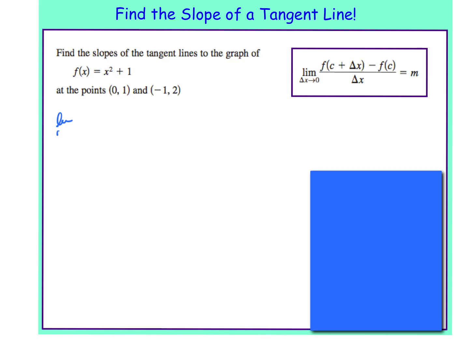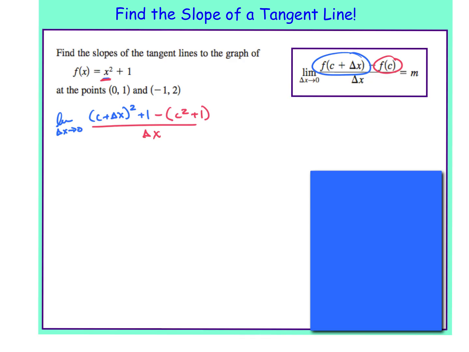So now I have a limit as delta x approaches 0 of, what do I substitute in first for my variable? C plus delta x quantity squared. And then I still have plus 1. All right, so that was this f of c plus delta x. Now, minus, now what do I substitute in? Just c. So now I have c squared plus 1, and then it's all over delta x.